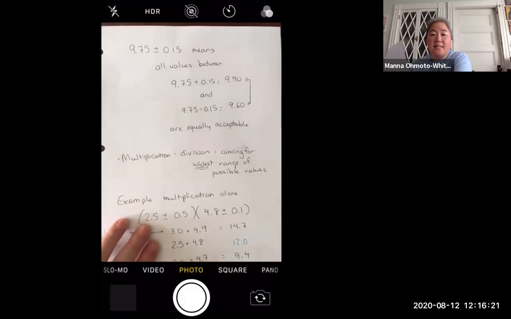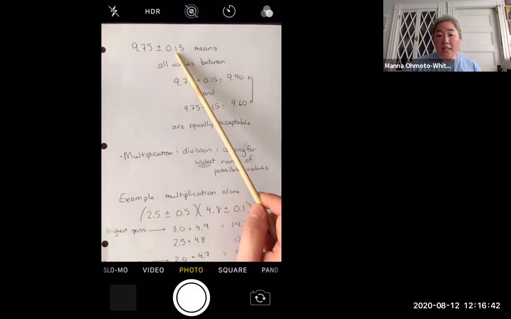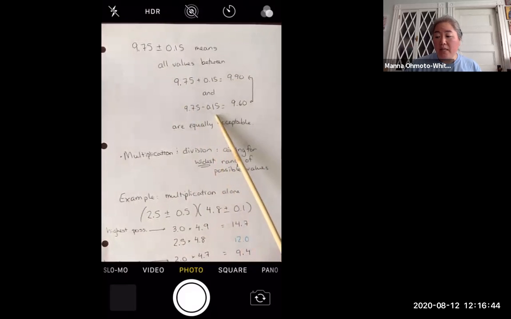This means that all the values between 9.90 and 9.60 are equally acceptable. It's not saying that 9.75 is the gold standard and these others are only there if you have to. These are all equally valued. So 9.90 is 9.75 plus the uncertainty, and 9.75 minus 0.15 is 9.60.